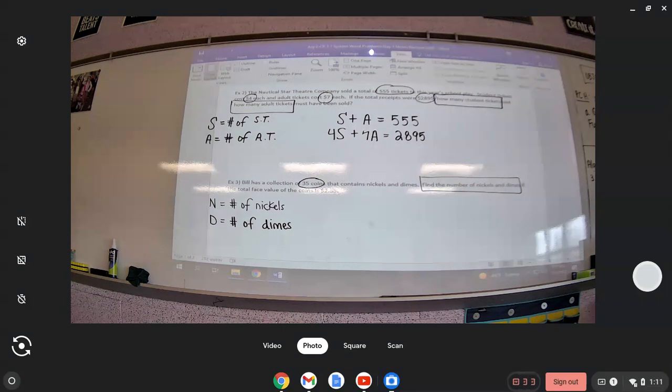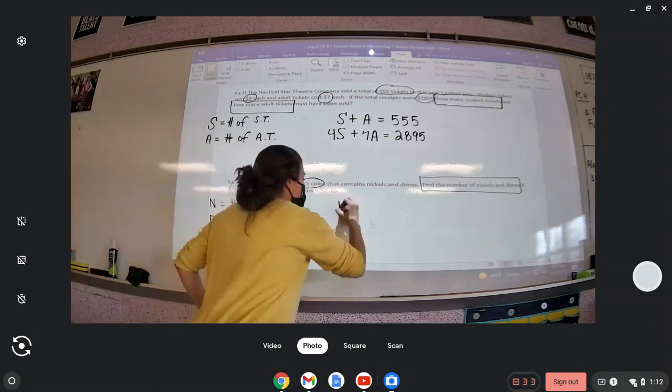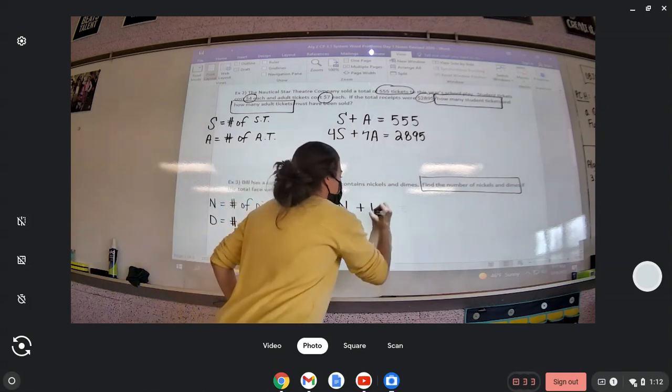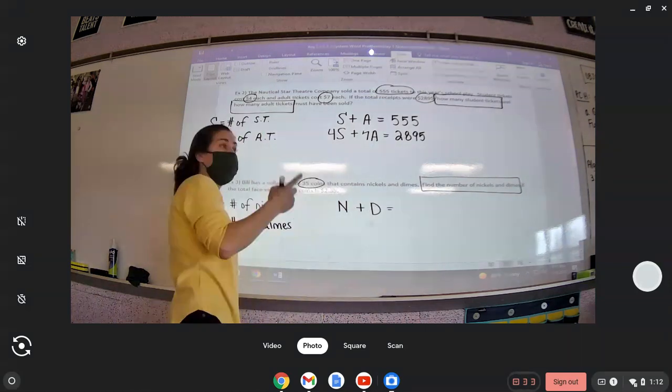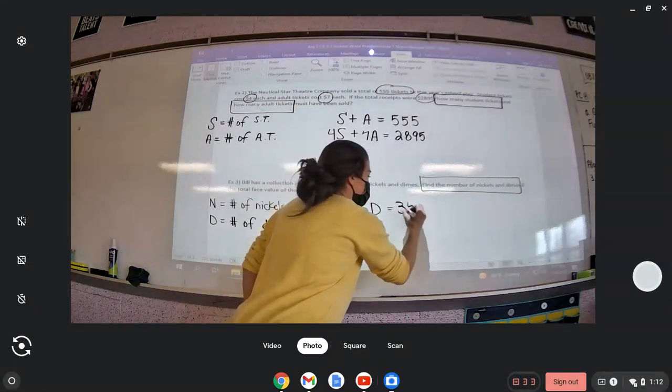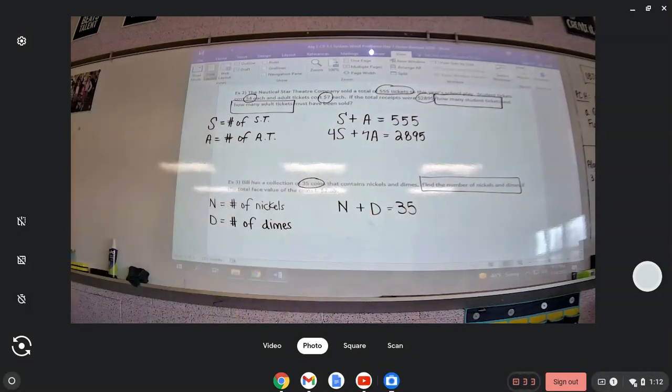255. No, come on, Chris, not with that. It's got to add to the 35 coins, right? The nickels and the dimes have to add up to the 35 coins. We haven't brought money in yet, so we can't talk about the $2.55. We're just talking about the number of coins. So we know N, the number of nickels, plus D, the number of dimes, has to add up to the 35 coins.